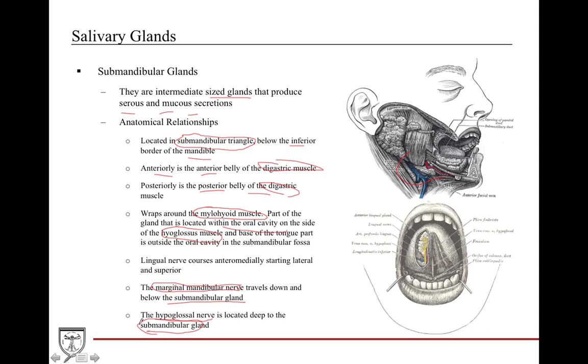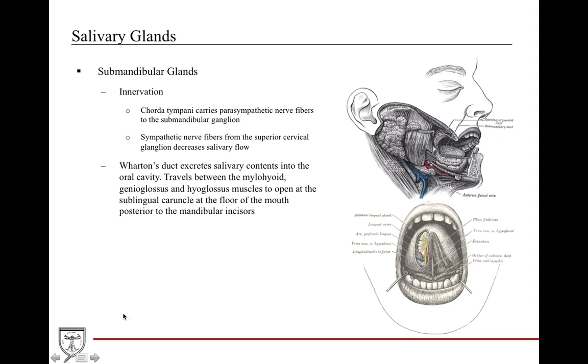And it's actually very interesting. If you can find the submandibular gland, you can actually have an easy time of finding the hypoglossal nerve. So the submandibular glands are also innervated by the chorda tympani with parasympathetic fibers, the submandibular ganglion, and of course sympathetic controls salivary flow. So you had your Stensen's, you had your Bartholin's, and now you have your Wharton's.